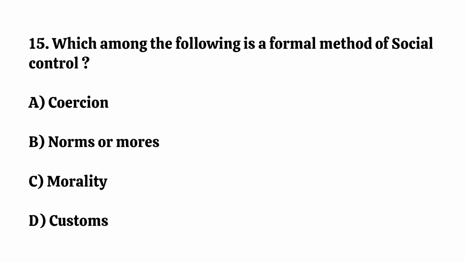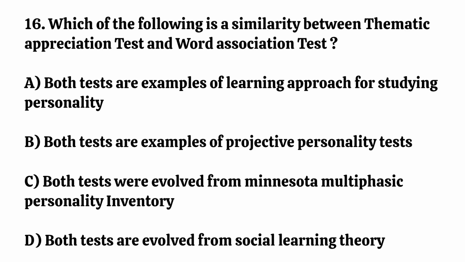Next, which among the following is a formal method of social control? A. Coercion, B. Norms and mores, C. Morality, D. Customs. Answer is option A. Coercion.